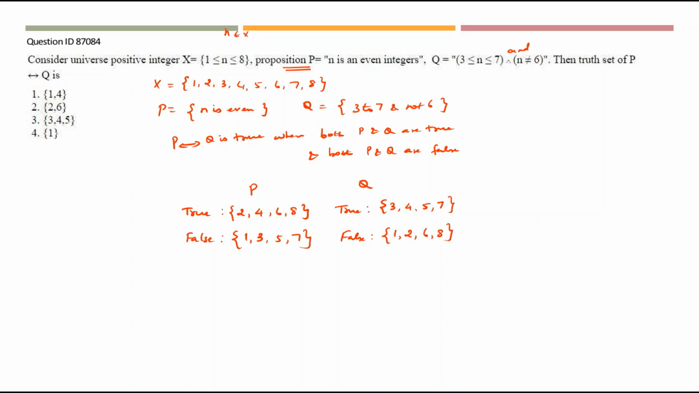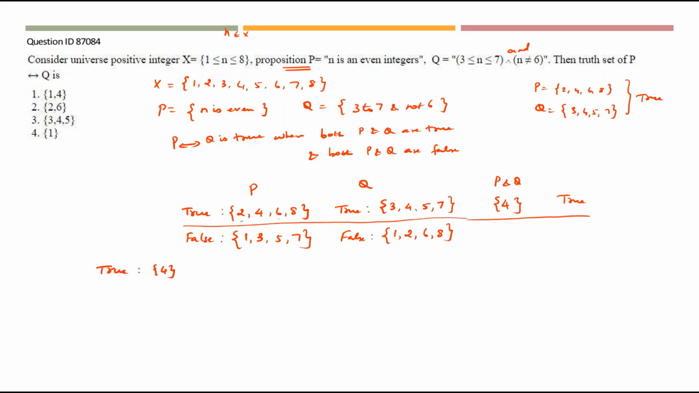So when n is even, P I can say it is 2, 4, 6, 8. You can generally write this. And Q is 3 to 7 without 6. So 3, 4, 5, 7. This becomes the true case. Whatever number is missing becomes the false case. This is what I have written here. P and Q when they are true: 2 is present in P but not in Q. 4 is present in P and 4 is present in Q, so it is true for 4. 6 is not found here, 8 is not found in Q, and 5 and 7 are not found in P. So in this case I can say P and Q are true in 4.